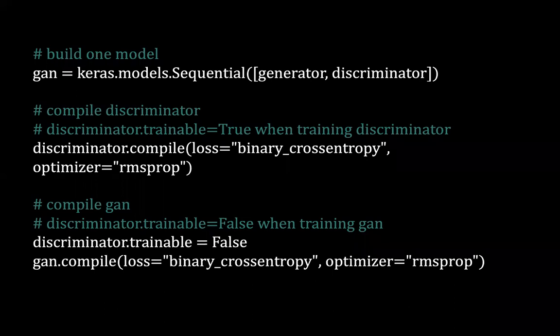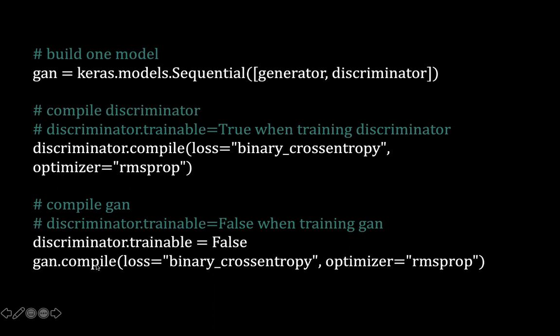How to do it with TensorFlow Keras? First, we combine both nets, the generator and the discriminator, in one model. I will explain later why we need to do that. Then we first compile the discriminator network just with the binary cross entropy and some optimizer. It doesn't matter what kind of optimizer. And then we compile the GAN.